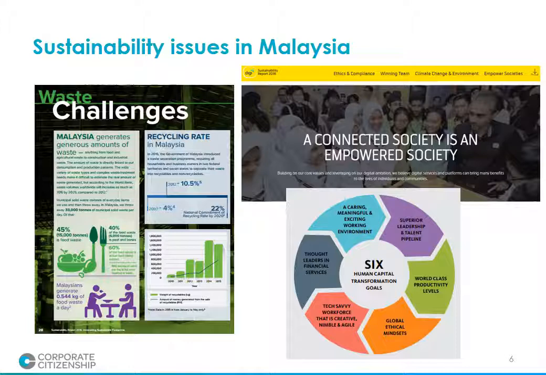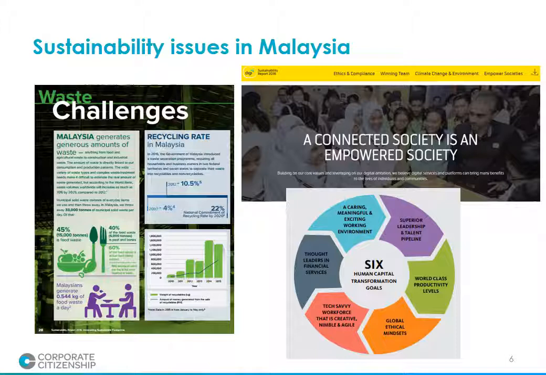On the left-hand side is the company Senviro's sustainability report, where it talks about some of the waste challenges that it faces in its core business. Of course, as a waste management company, this is an issue that is of increasing importance not just to business, but also to Malaysia as a whole.